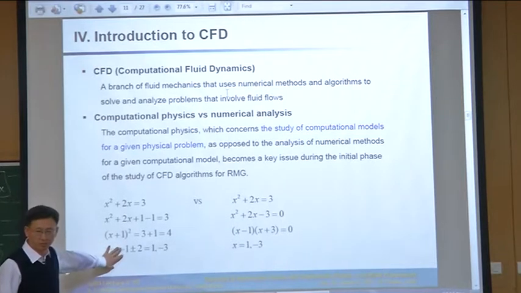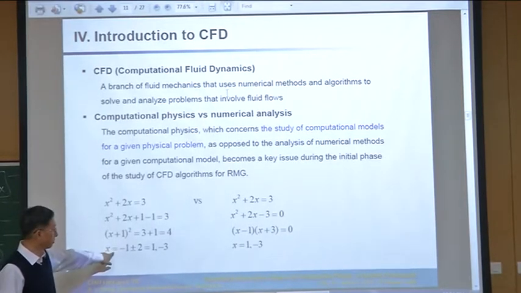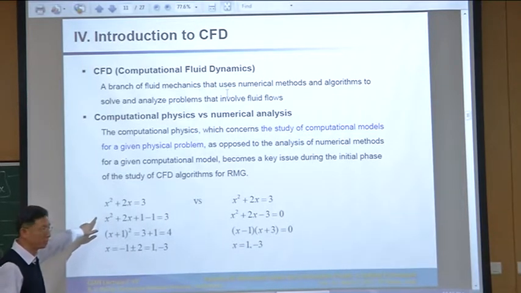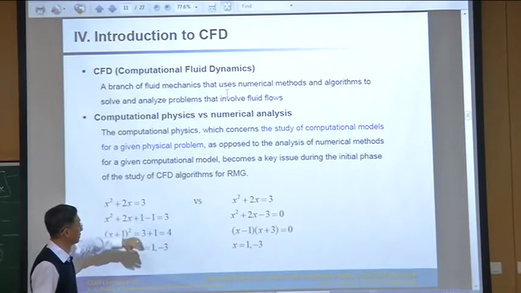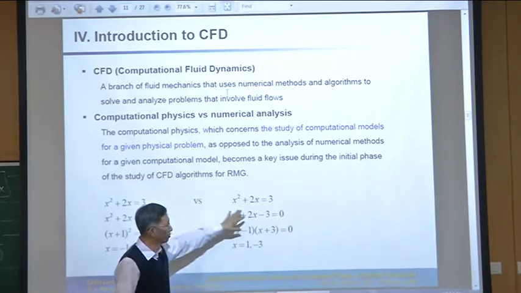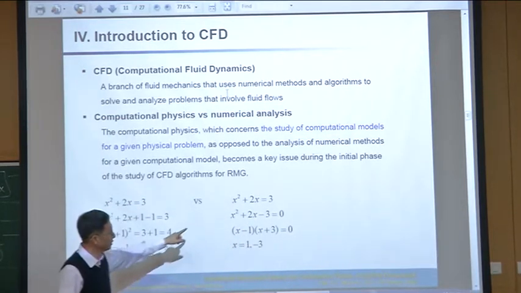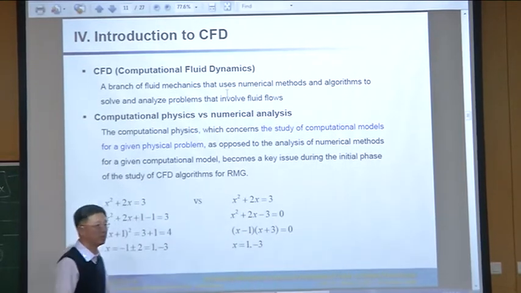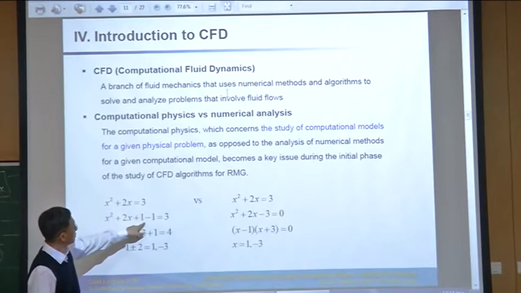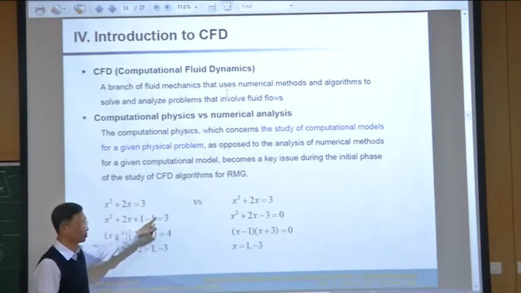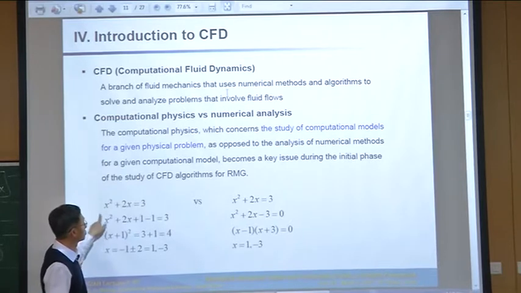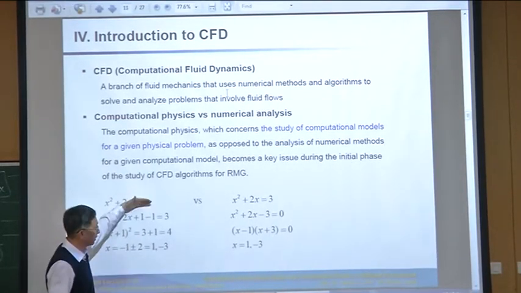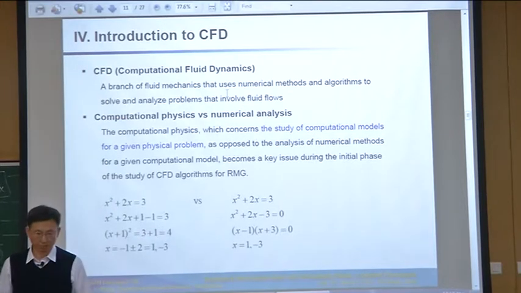I have a simple example. Everyone knows what I'm trying to talk about: quadratic equations. x squared plus 2x equals 3, the same equation, but there are two ways to solve it. One is to directly decompose it and solve for the two roots. Another one is to rearrange it so that it is equal to 0, and then you have exact forms. There are different ways to solve the same problem.